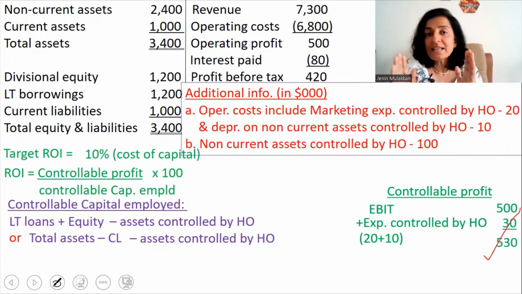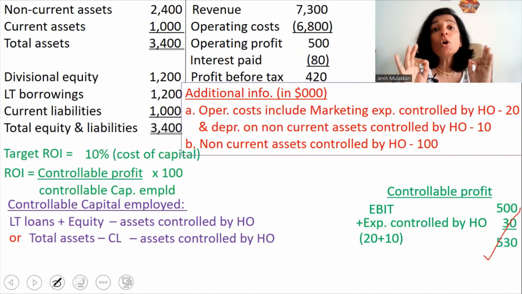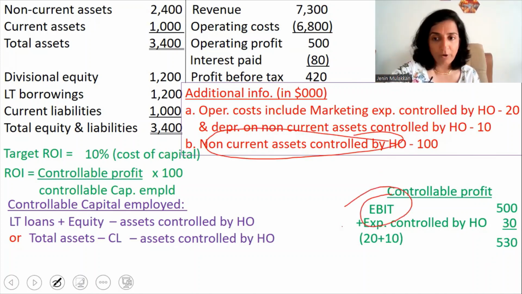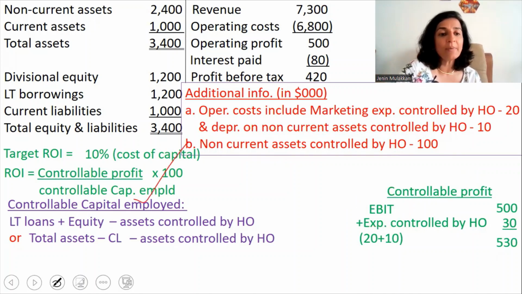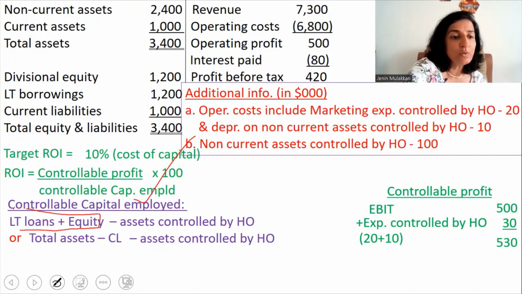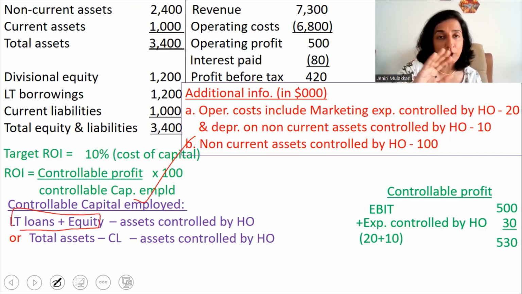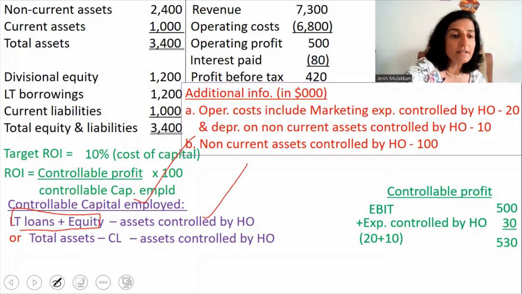All that we are doing is we are excluding the non-controllable expenses and income. In this case, there is no income, there are only expenses. So we are adding back. For expenses, we have to add back. And for non-controllable income, we have to reduce. And as far as the controllable capital employed is concerned, what was the formula? Long-term loans plus equity is a normal formula for capital employed. From that, you have to exclude the assets controlled by head office. The alternative formula is you can take total assets minus current liabilities.